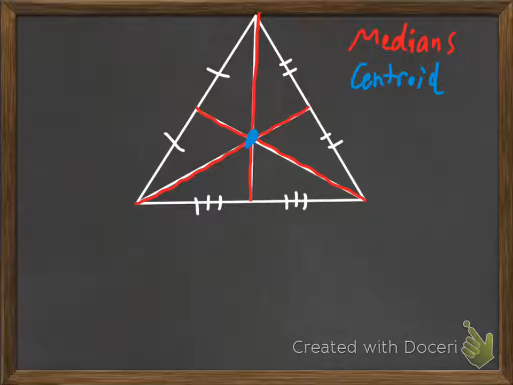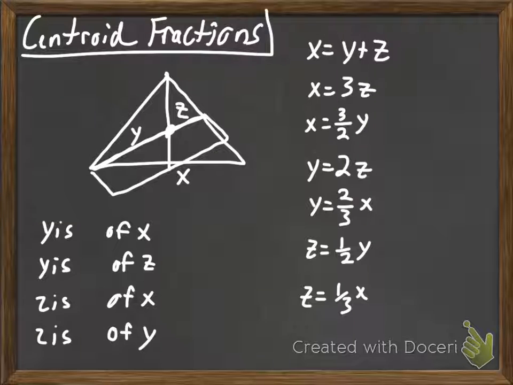Now there's some special properties that happen with our centroid. I'm going to call these centroid fractions. So each median is cut by that centroid. So we're going to call the whole median x. The big piece we're going to call y. And the little piece we're going to call z. Because the centroid does not bisect the median, it does not do that, but it does have some properties here.